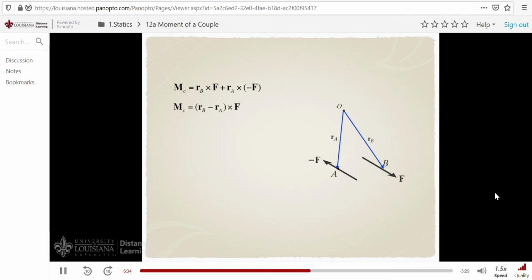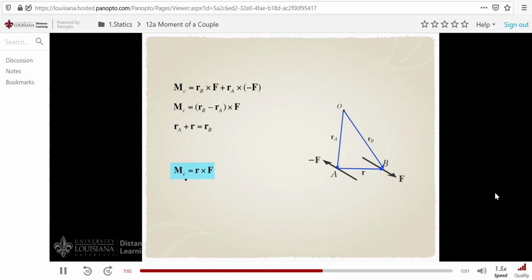Next, let me extend a vector r from point A to point B. In other words, this one. Then I can make the following statement, that r_A plus r is equal to r_B. I then realize that r is really equal to r_B minus r_A, and I can substitute that into here. And when I do that, I get this result.